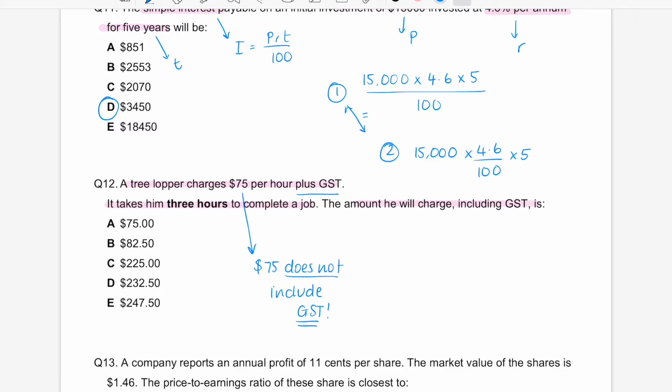so there's a few ways you can approach answering this question. Personally, the most direct method that I can think of would be to do $75 times the 3 for the hours that he's worked, and then multiply that by 1.1, remembering that we want the total price including GST for this particular answer. And that is going to give us $247.50.